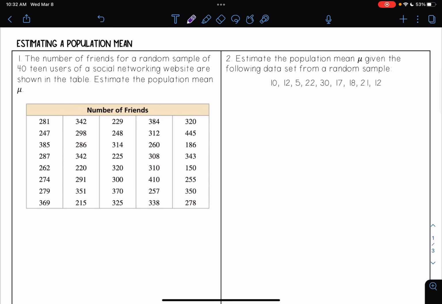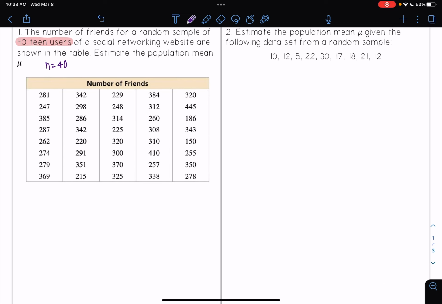The first one says the number of friends for a random sample of 40 teen users of a social networking website are shown in the table. Estimate the population mean mu. So first I noticed that it is a random sample and it's telling me that there are 40 teen users. So I can automatically see that n is equal to 40. If you don't notice that, you could also count all of the numbers here and it will add up to 40. So to estimate the unknown population mean mu, we can find instead the sample mean x bar.